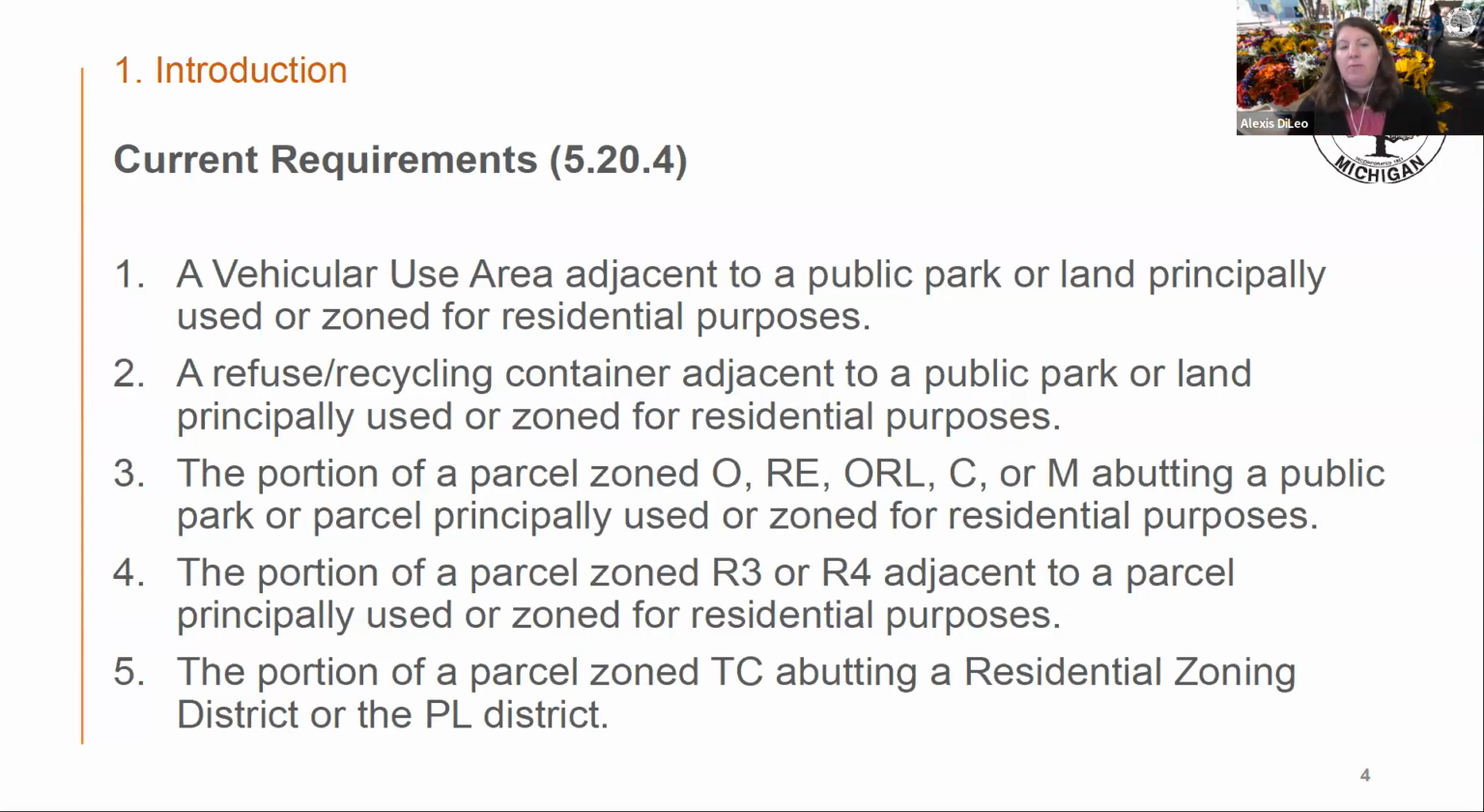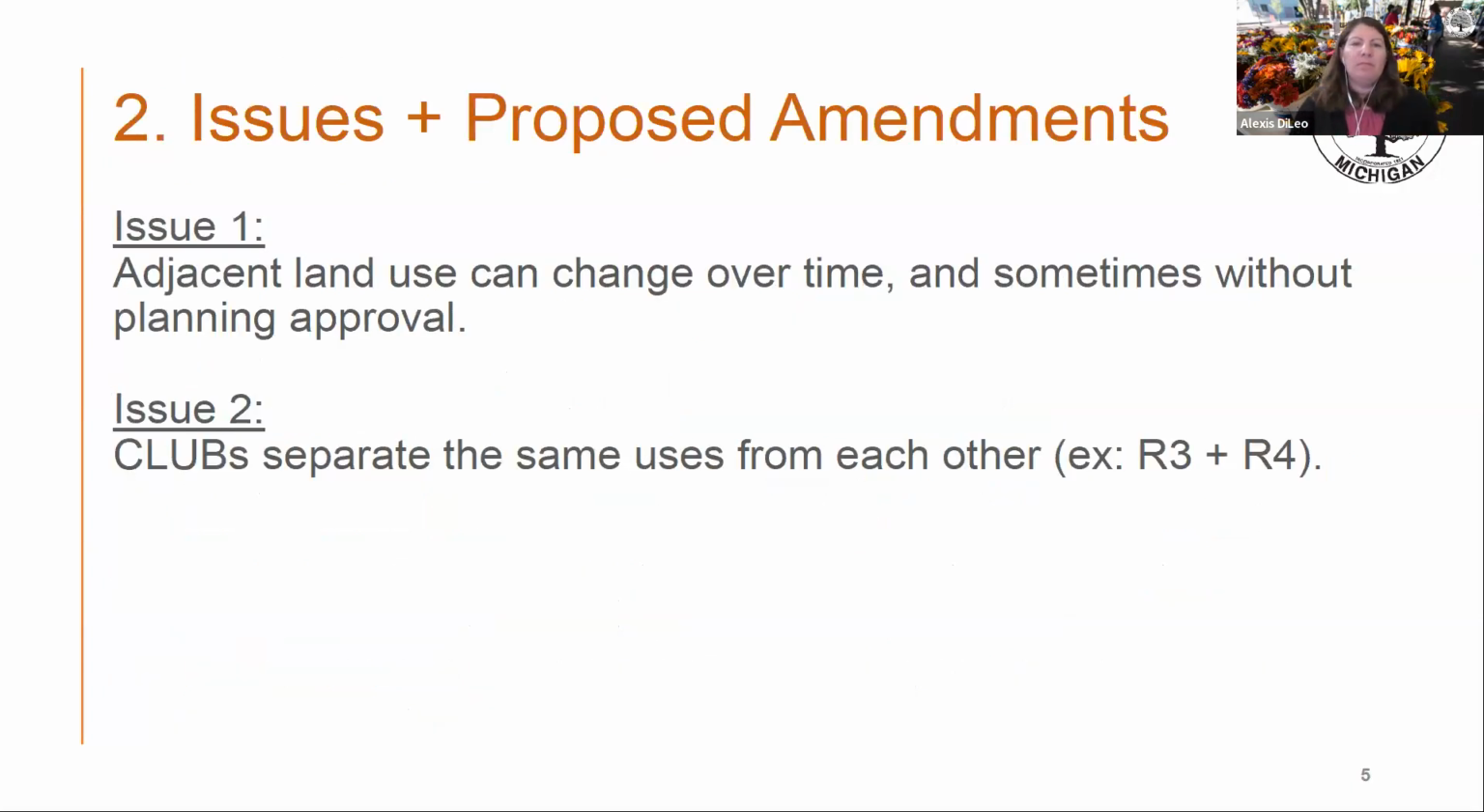A conflicting land use buffer is required for the portion of a parcel zoned R3 or R4, which are multifamily districts, adjacent to a parcel used or zoned for residential. And finally, a portion of the TC parcel abutting a residential district or the PL district. There we go. There are actually 3, but divided.